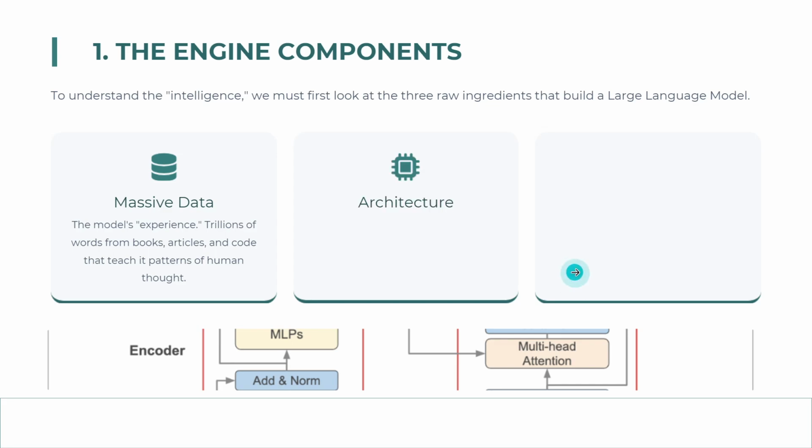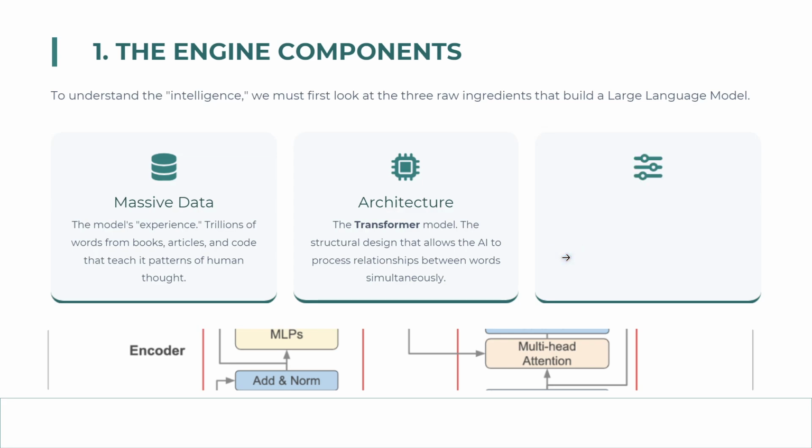All right. So the next is the architecture. You have probably heard the term transformer, all right, from the next class, transformer architecture. This is the structural design of the model. Unlike older AI, the transformer allows the computer to look at every word in a sentence simultaneously to understand their relationship.